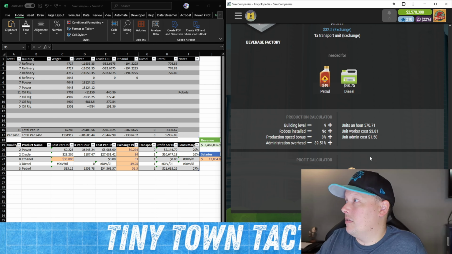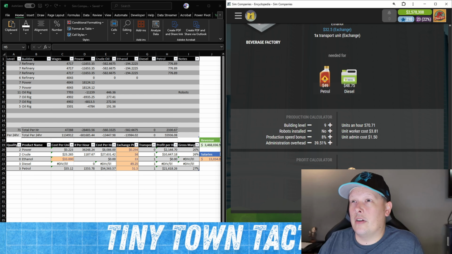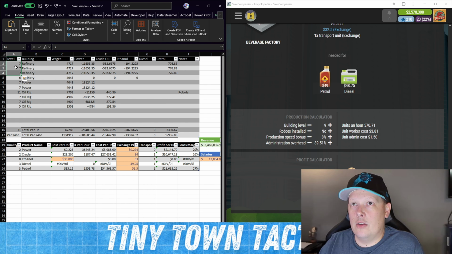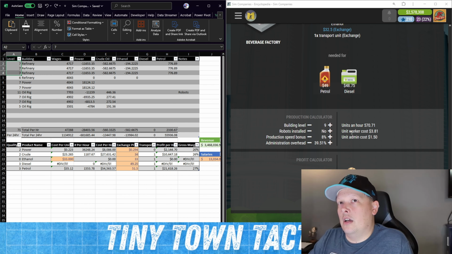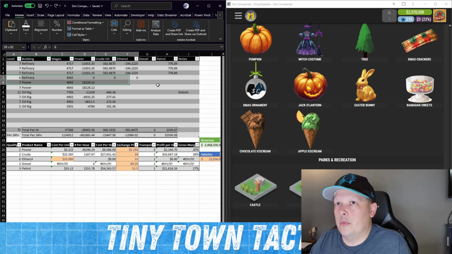560, so we got 570, so a level 9, that's kind of in line. So a level 9 beverage factory sounds much better to me. Get rid of one refinery, keep the 3 sevens. That's a good level. We'll talk about robots here. Level 7's a good level for robots. Refineries are good, so that's probably what I would do. Get rid of the refinery as well.